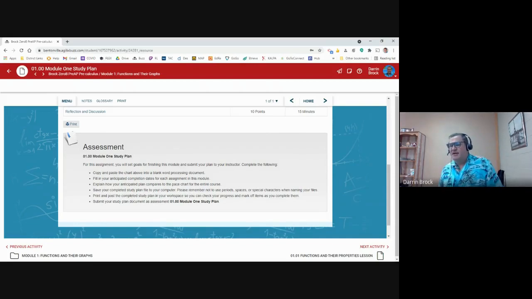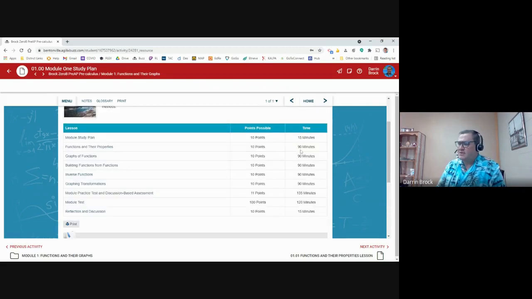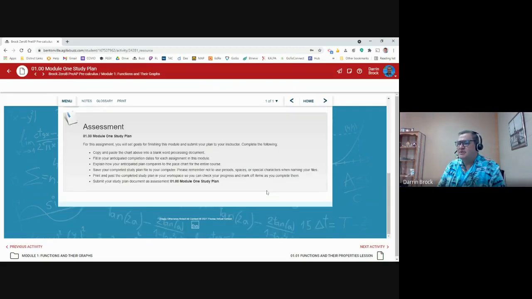And this is where you can make a study plan. You can explain how you anticipate your plan compares to the pace chart for the entire course. When you start working this out, you figure out, is it taking me 90 minutes to do that? You can save your study plan on your computer. You can print and post it in your workspace. You can keep your progress.